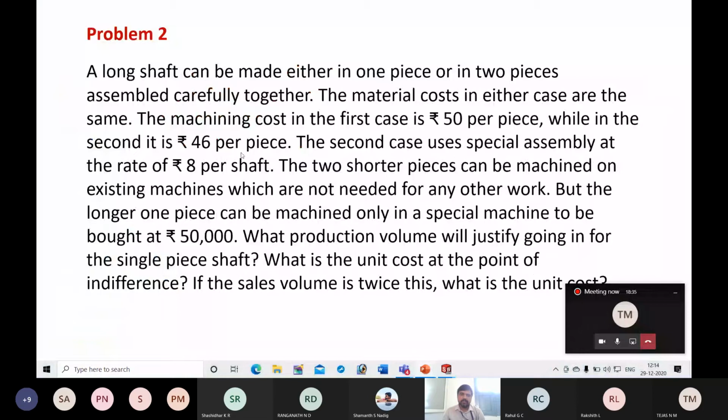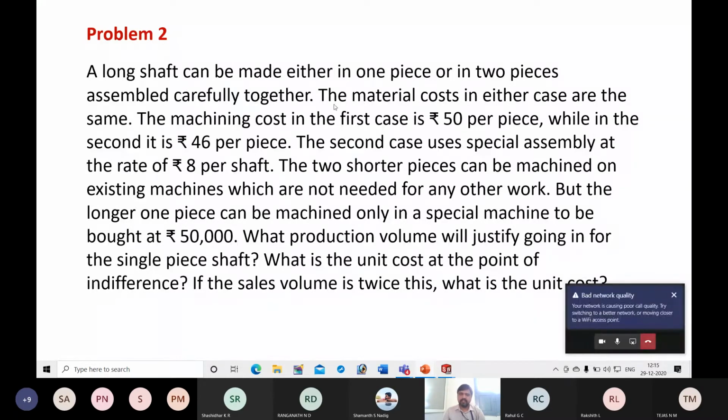Okay, so per shaft, the two shorter pieces can be machined on existing machines which are not needed for any other work. Okay, so here what is given in this problem is, a company is manufacturing a shaft. It is having two choices. Choice number one is by using a, it can join two pieces and it can obtain the shaft.